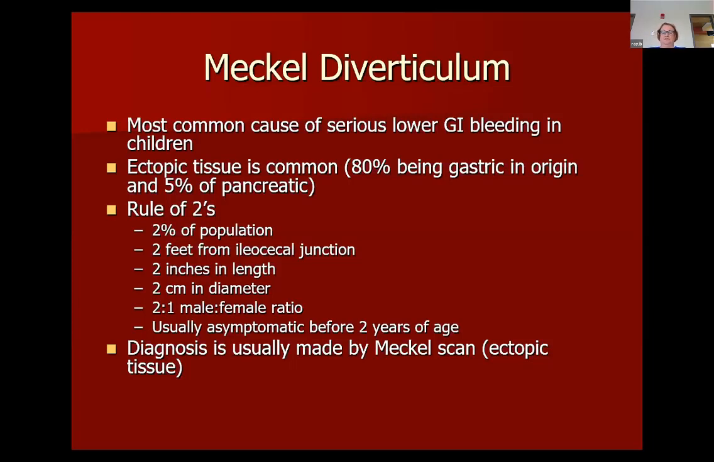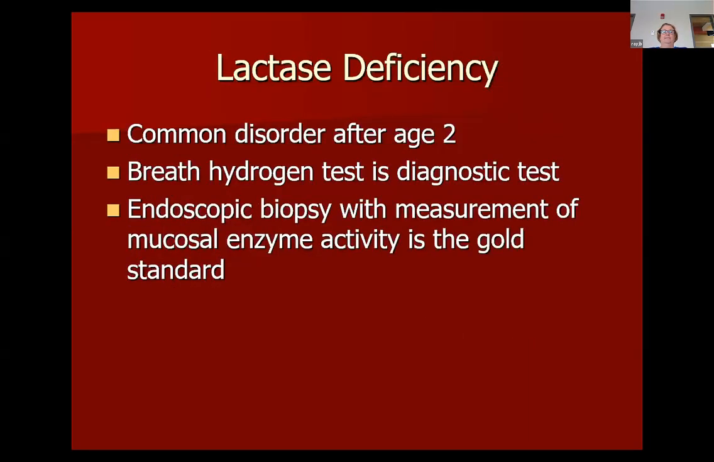That rule of 2s is something that's always talked about, though. It's supposed to be 2% of the population has one to begin with. It's usually 2 feet from the ileocecal junction. It's usually 2 inches in length, 2 centimeters in diameter. Males are 2 to 1 over females. And usually it's never a problem before 2 years of age. But like I said, we're still looking for it.